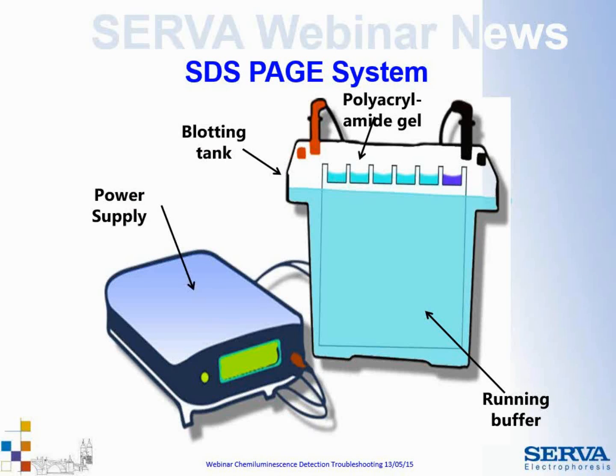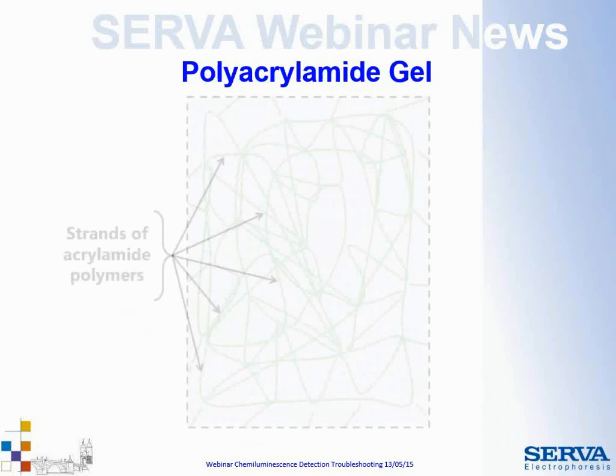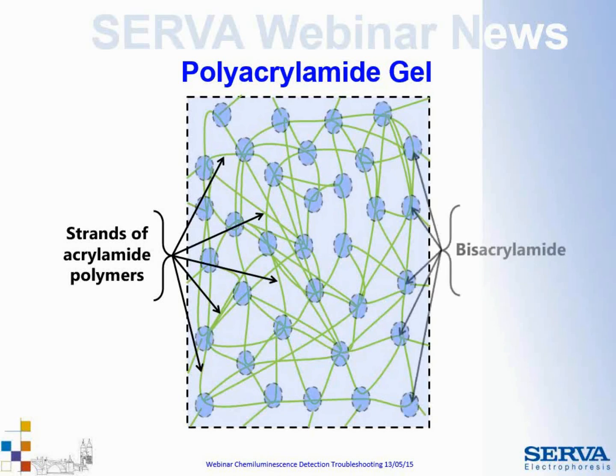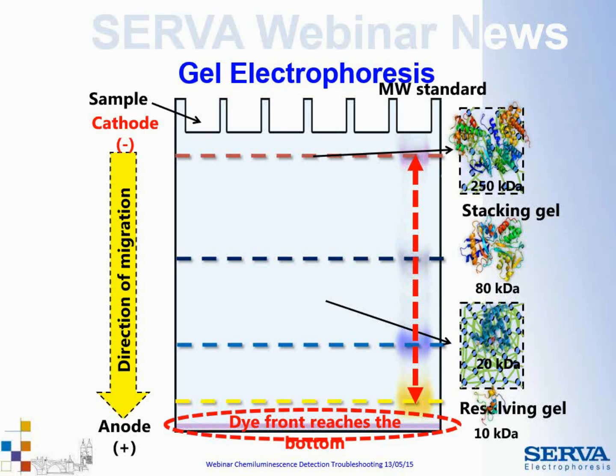In the SDS-PAGE, you use, for example, a mini vertical gel, and this mini vertical gel contains polyacrylamide. The polyacrylamide is formed by strands of acrylamide polymers, which are cross-linked by bisacrylamide. And this matrix works like a sieve, where the proteins are selected according to their size. After or during the electrophoresis, you will see that the large proteins will be in the upper part of the gel, and the smaller proteins will migrate through the gel to the lower part, towards the anode.